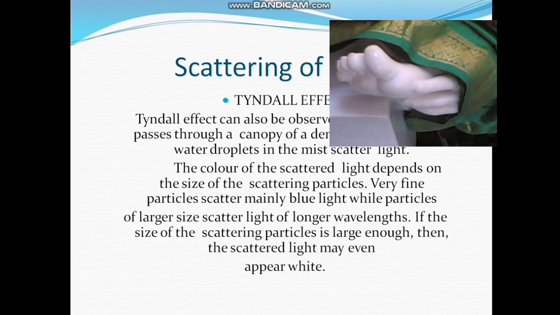It can also be observed when sunlight passes through the canopy of a dense forest. Here, tiny water droplets in the mist scatter the light. The color of the scattered light depends on the size of the scattering particles.